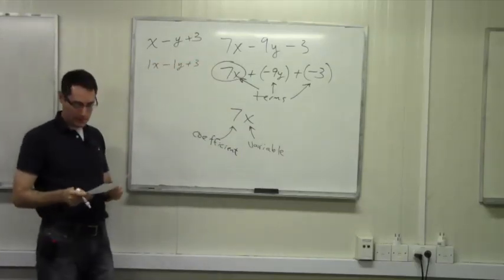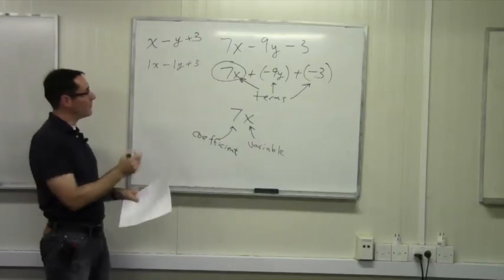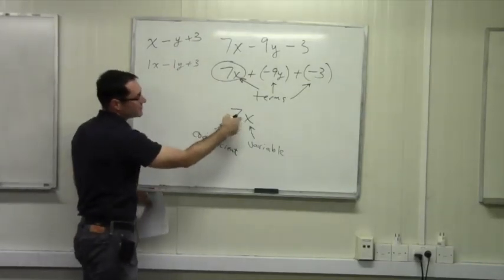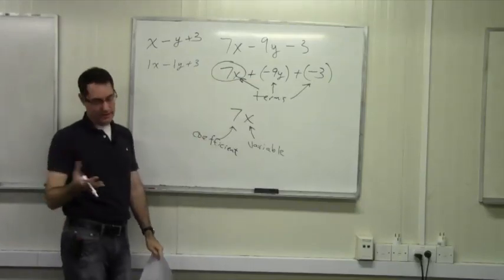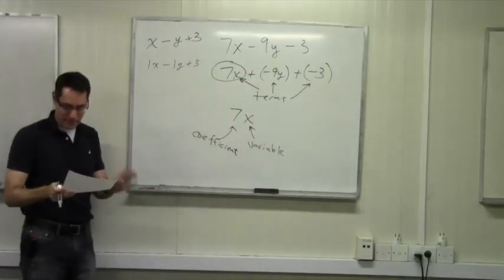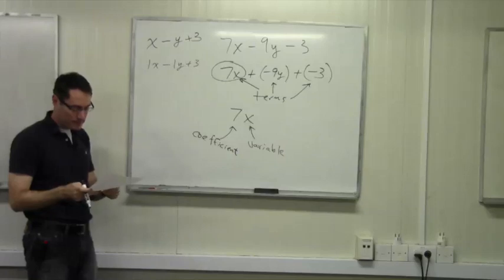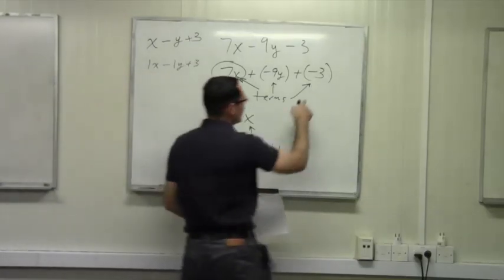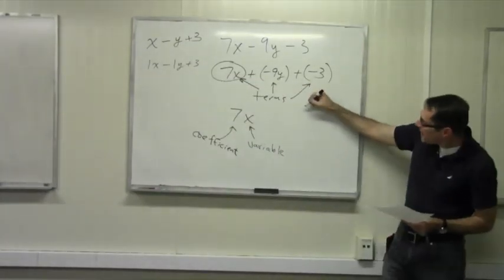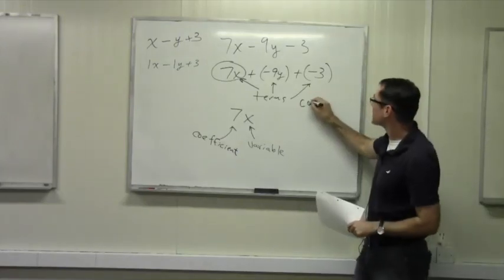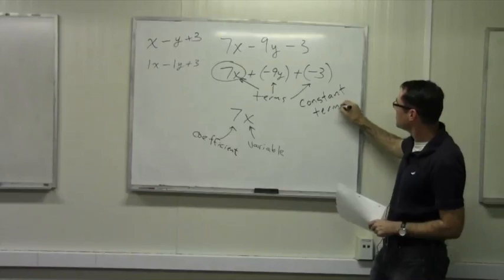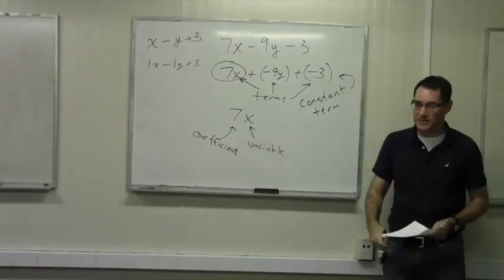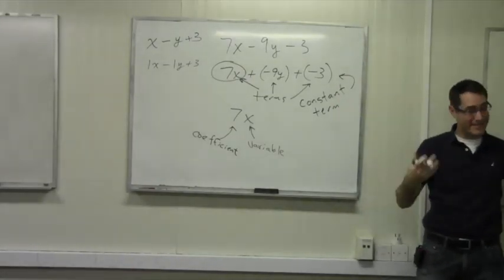bother. OK? Oh, and by the way, 7x here, what is the 7 versus the x? What are we doing to those two? Multiplying them. OK, so it's all basic stuff. Just wanted to make sure we got that down. OK, the negative 3 is the constant term. This is the constant term. The negative 3. Why is it the constant term? There's no variables in there. It stays constant.